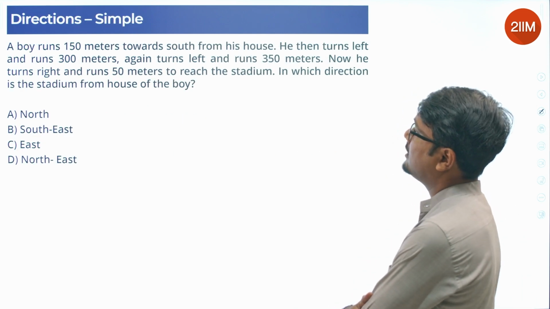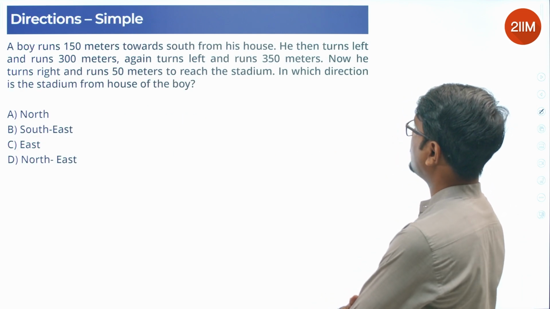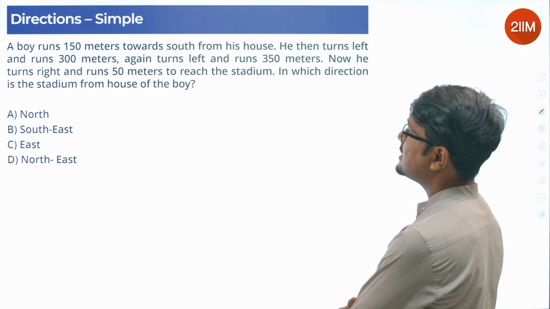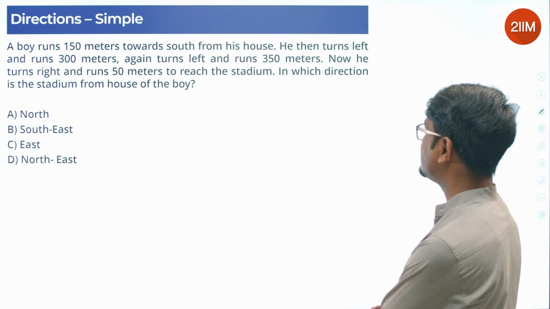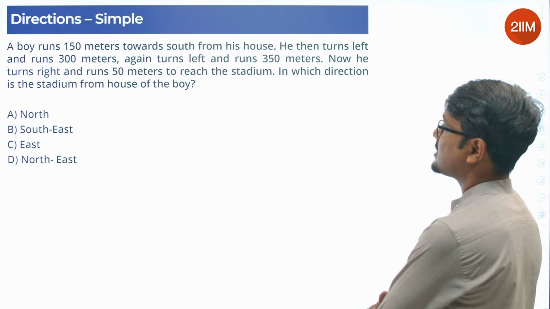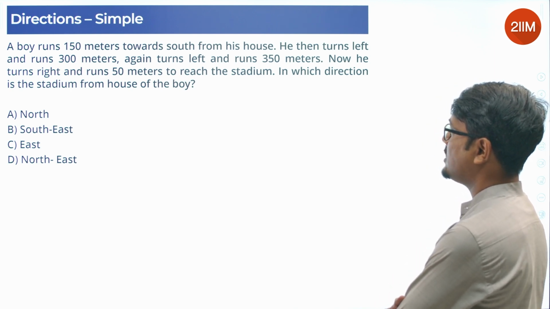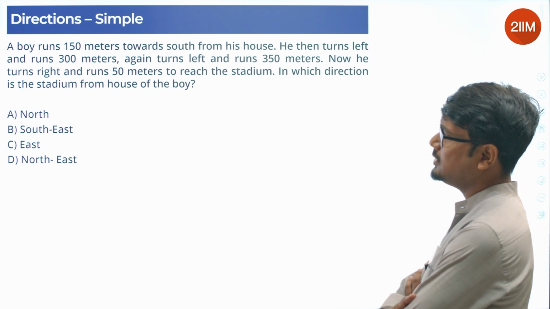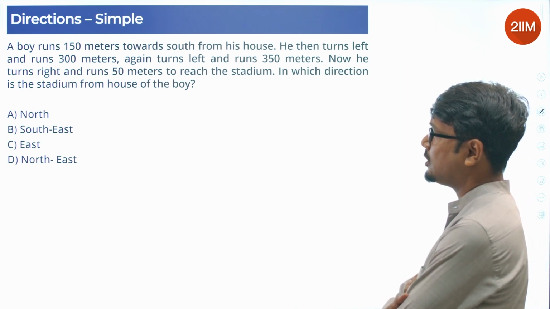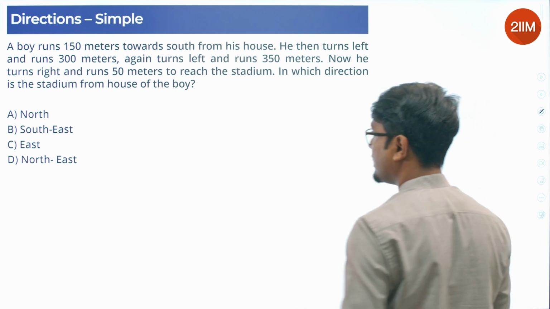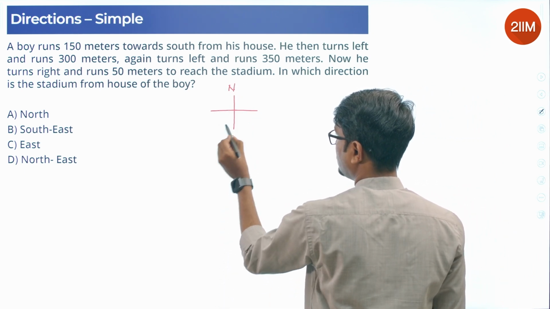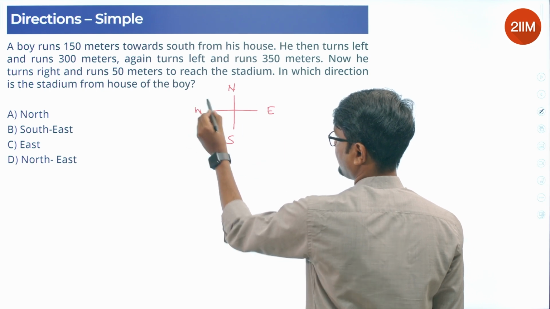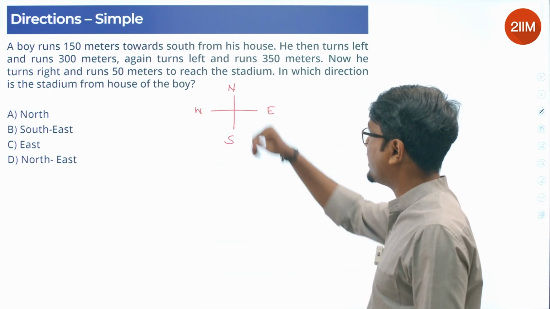Directions. A boy runs 150 meters towards south from his house. He then turns left and runs 300 meters. Again turns left, runs 350 meters. Now he turns right and runs 50 meters to reach the stadium. In which direction is the stadium from the house of the boy? We know directions: north, south, east, west. Now we have to confirm the diagram based on this.